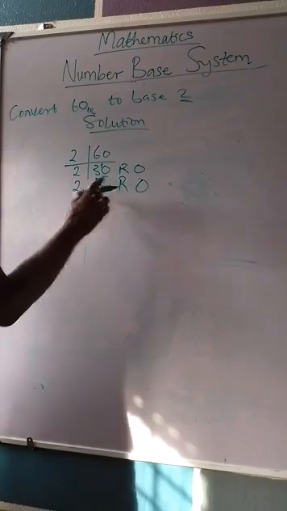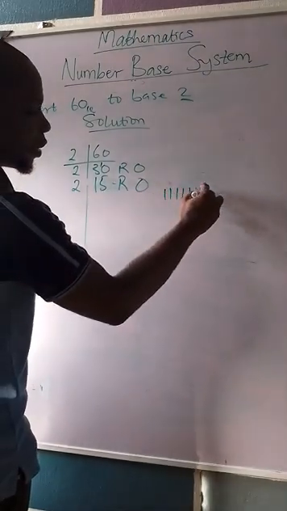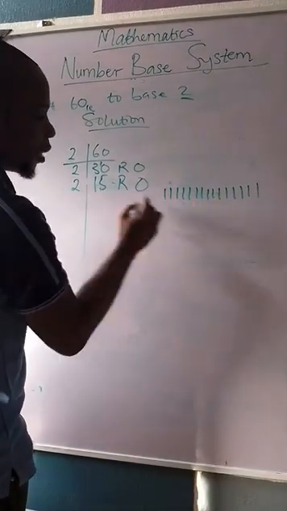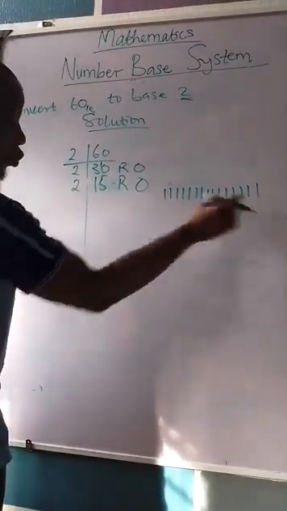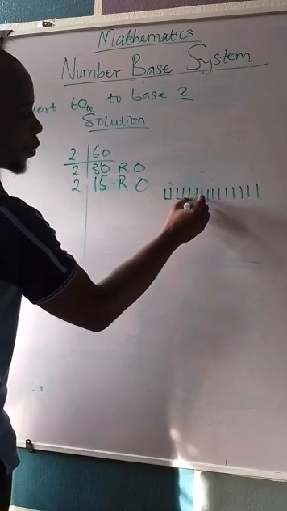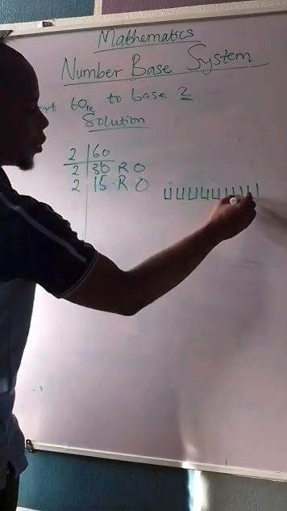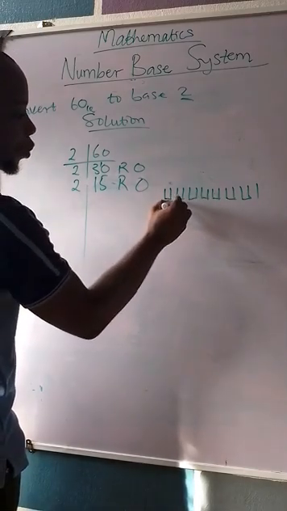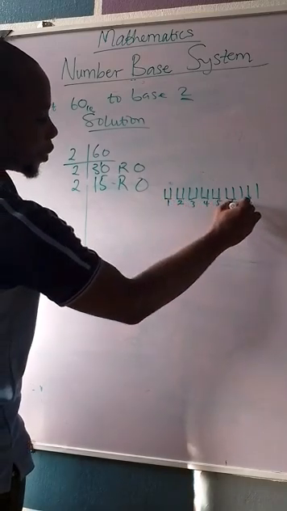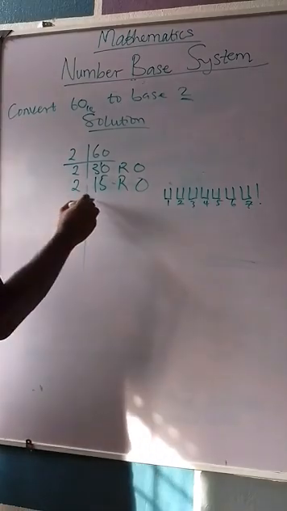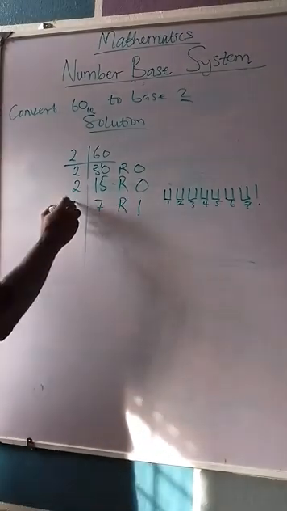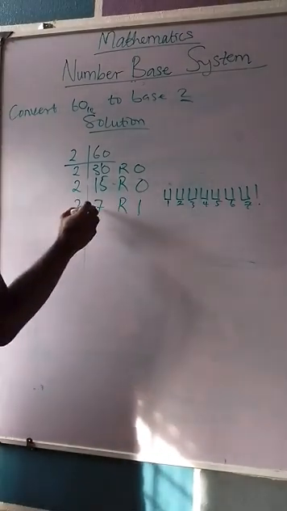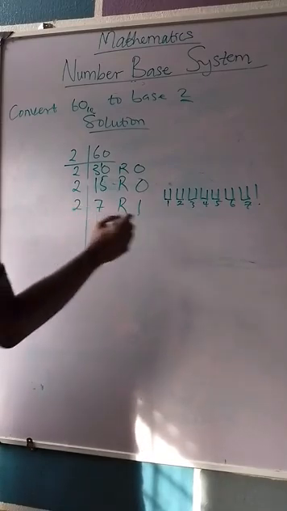Now 2 goes into 15. If you have 15, count in 2s here. 1, 2, 3, 4, 5, 6, 7. So 2 goes into this how many times? 7. Remainder what? 1. So we have 7. Remainder 1. Now 2 goes into 7 is what?